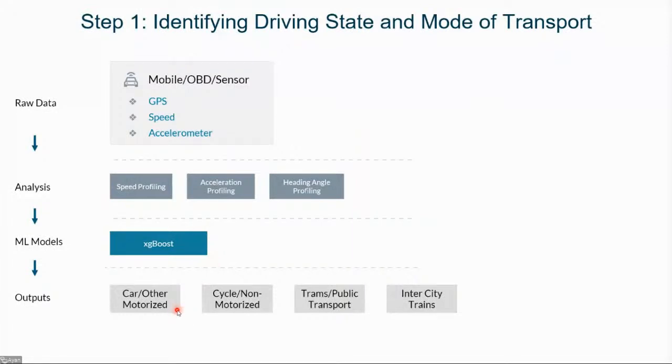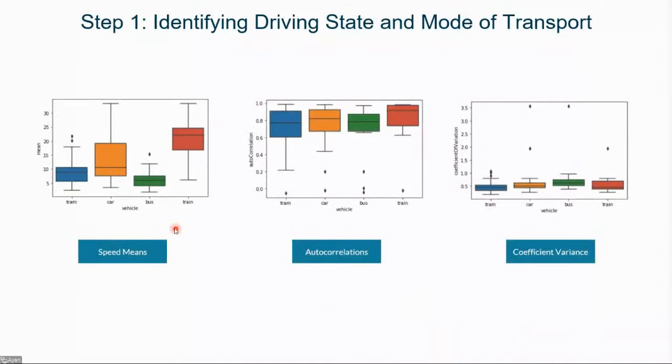Firstly, whether it's a motorized transport or non-motorized transport. And then within the motorized transport, whether it's a train, whether it's a tram, or it's a car, all those things are predicted or classified and then used in further layers in our methodology. So now visually looking at some of the features that we develop, just to give you a very brief understanding of what kind of things you can observe.